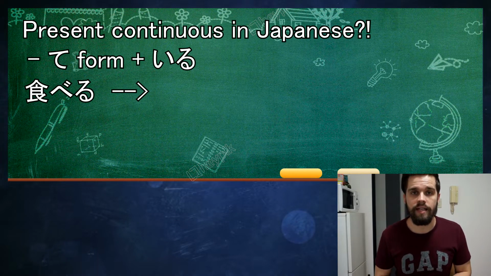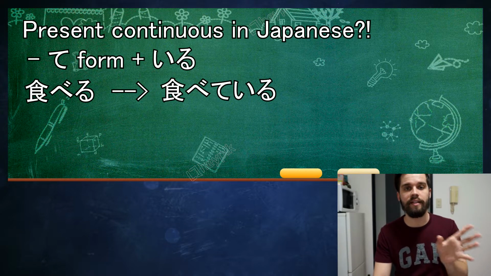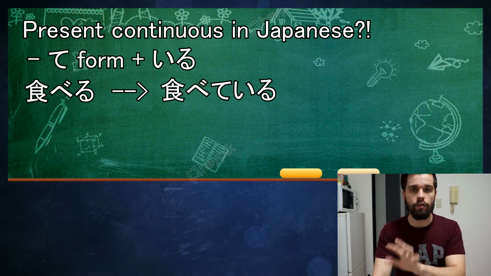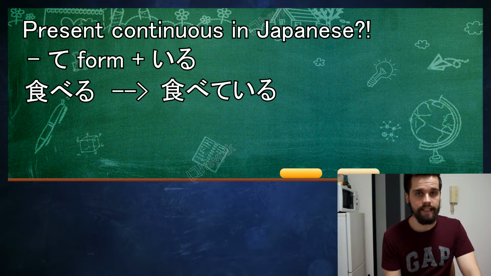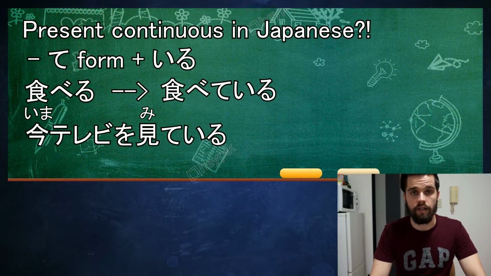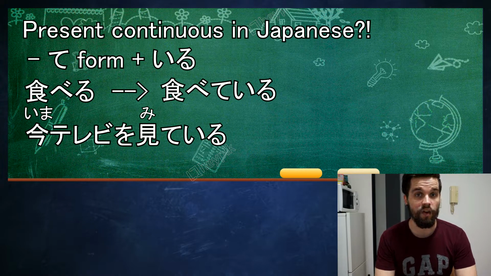If you take taberu as an example, you take the te form and you add iru at the end. So it's tabete iru. This just means I am eating. Ima tabete iru. Right now, I'm eating. Ima terebi o miteiru. Terebi means television and it comes from televi, terebi. Ima terebi o miteiru. You can do this exactly like this with all the verbs.